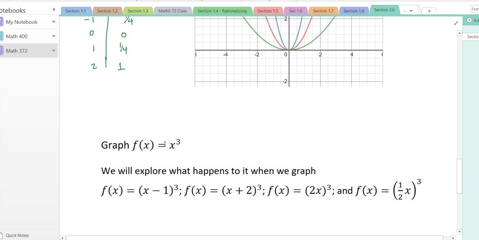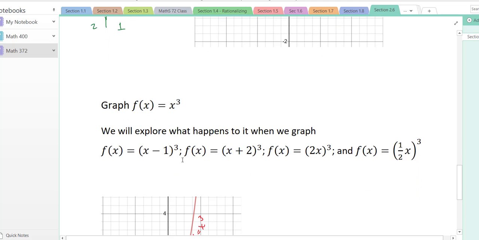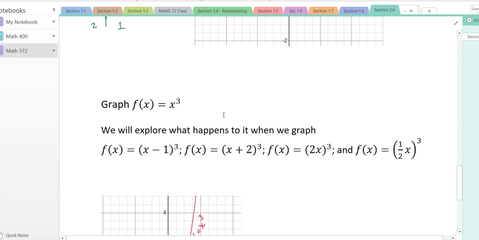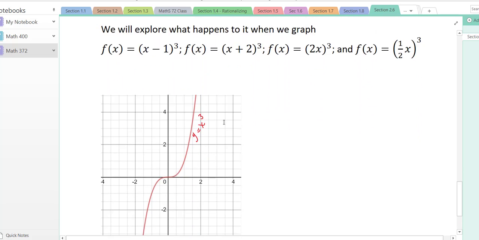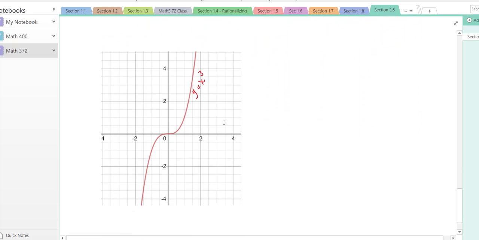So if we take the graph of x cubed, we're going to explore what happens when you do (x minus 1) inside parentheses, quantity cubed, and (x plus 2) inside parentheses, quantity cubed. So how does that alter the graph? First of all, y equals x cubed is our parent graph, the main one. And this is what it looks like. You can do it again by plotting points, but this is our standard cubic function.